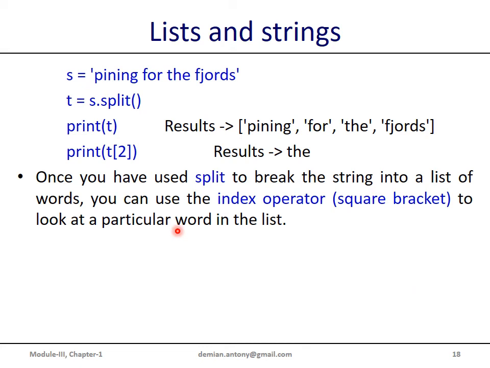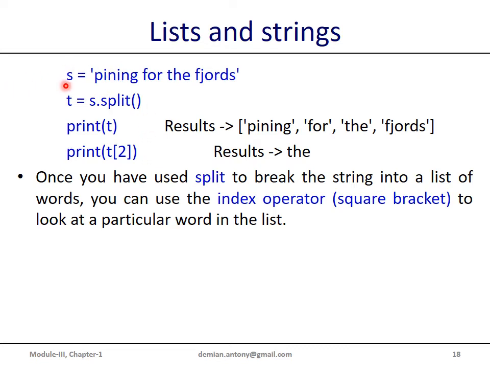What does the split function do? The split function takes an optional argument, which is a delimiter that is to be used as a boundary for a string or for the word. If you don't specify the optional argument, that is the delimiter, the space is considered as the delimiter and the list of words is created by considering the space as a boundary for the string or for the word.